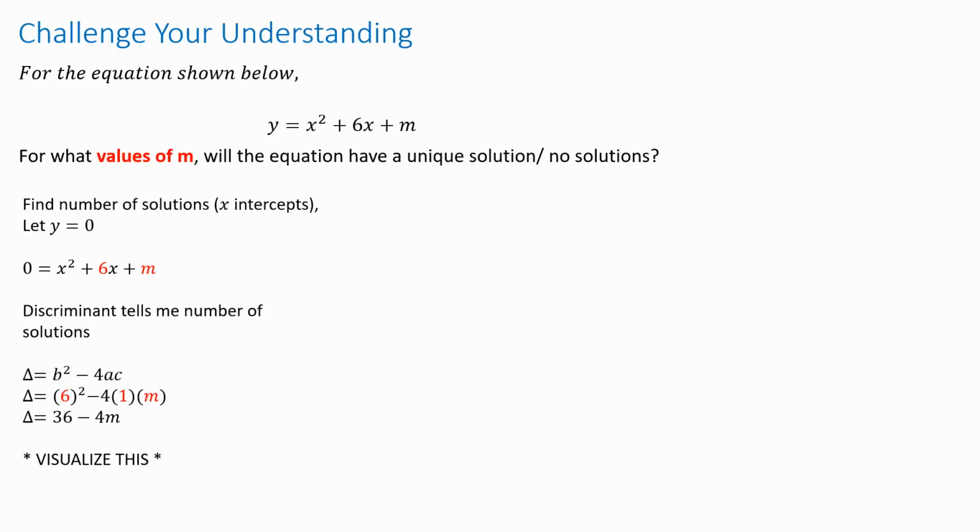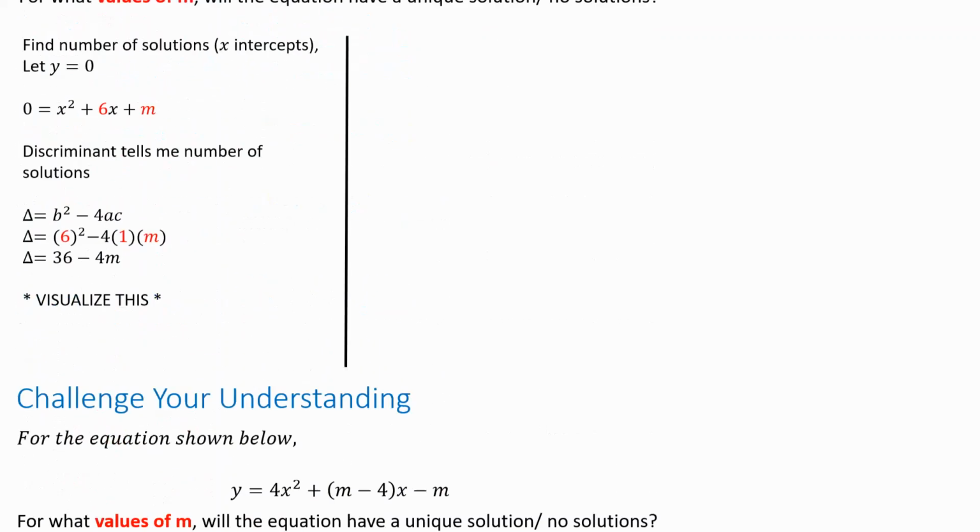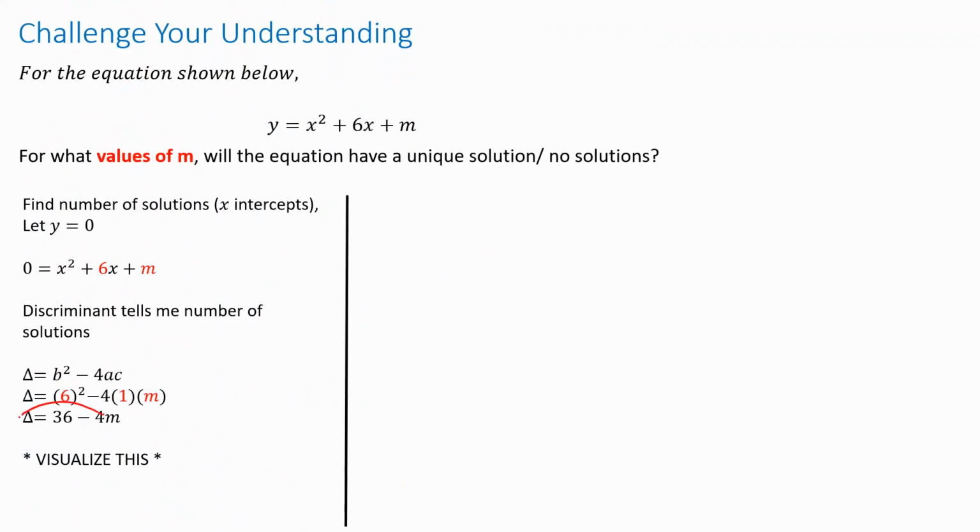Let's do this. B squared minus 4ac. This is my B. This is my A. That's my C. So I've got B squared, which is 6 squared, minus 4 times the 1 times C. Now I get this equation. Okay? When you get this equation, what a lot of students don't realize is, what does it mean? Okay, so I'm going to show you here. Discriminant equals 36 minus 4m.